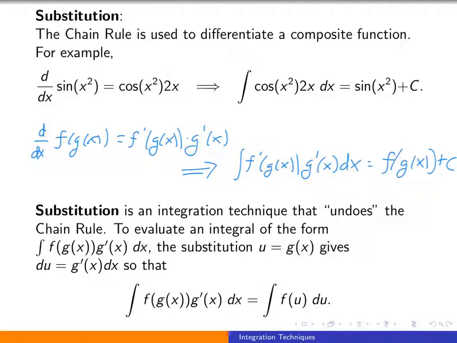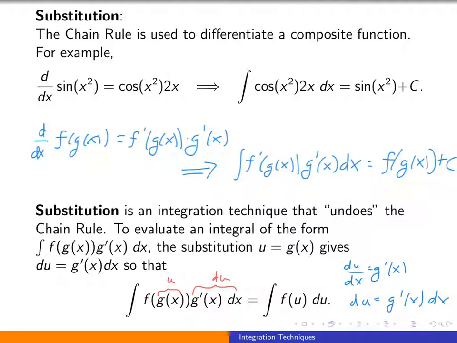And how we take care of this g prime of x dx is we think in terms of differentials. So if u is g of x, du dx, the derivative of u with respect to x, is equal to g prime of x. So du is just g prime x dx. So the g of x becomes the u, and the g prime of x dx becomes a du.